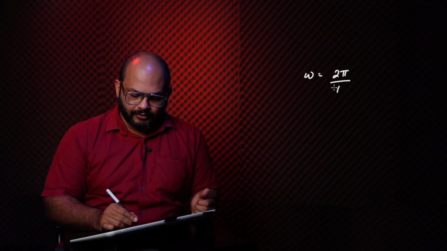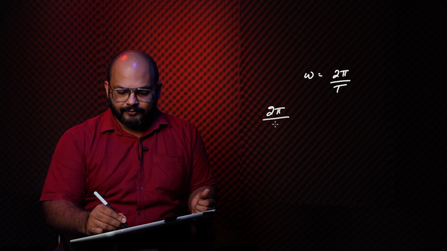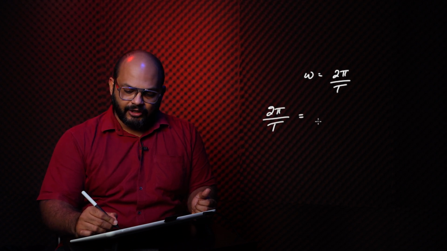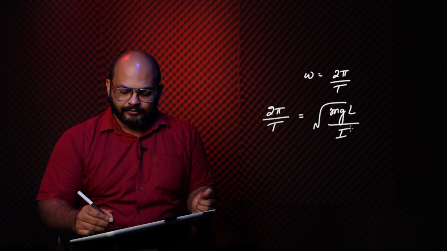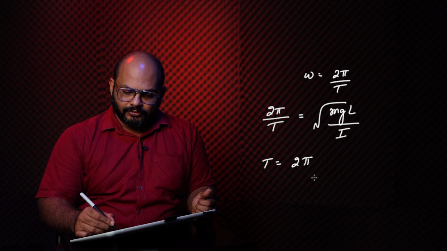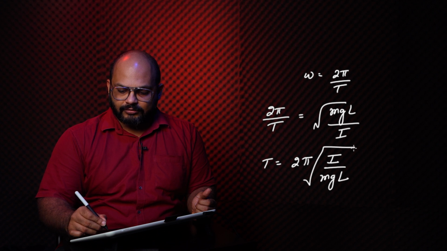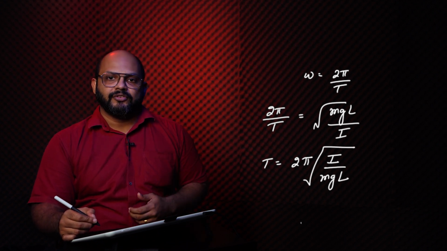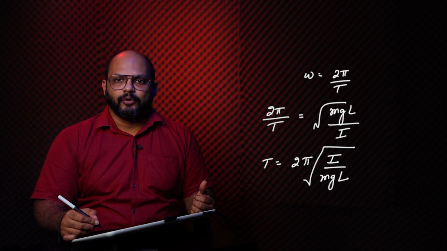Since omega is equal to 2 pi divided by T, we can equate the two sides. So 2 pi by T is equal to the square root of mgL upon I, or T is equal to 2 pi times the square root of I upon mgL. This gives us the relationship for the time period of a pendulum undergoing simple harmonic motion.